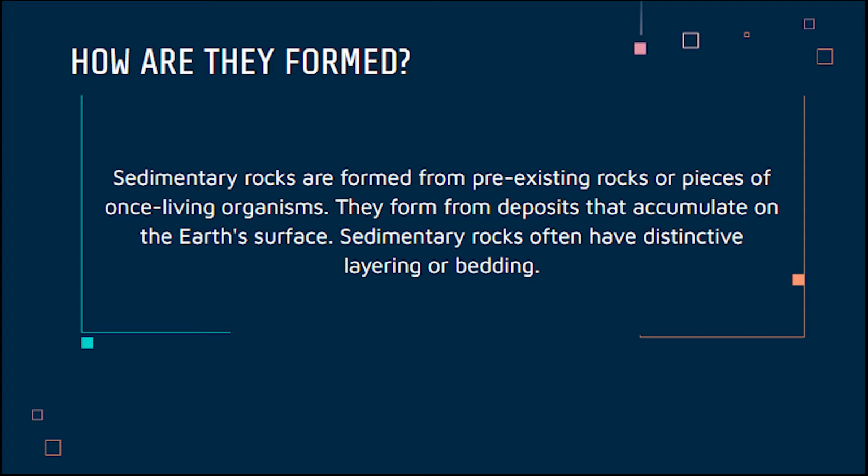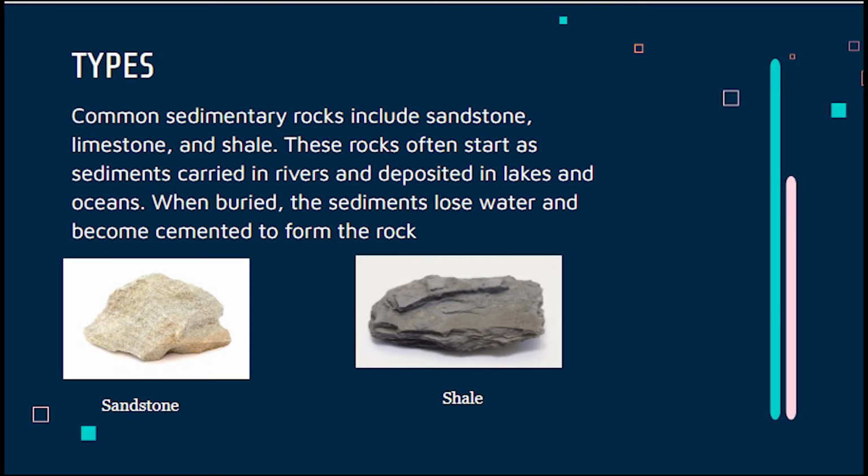Now, what about some types of sedimentary rock? There isn't just one rock called sedimentary. We have different types. It says common sedimentary rocks include sandstone, limestone, and shale. These rocks often start as sediments carried in rivers and deposited in lakes and oceans. Same accumulation and deposition that we spoke about earlier. When they are buried, the sediments lose water and become cemented to form the rock. So the cementation, similar to that of cement, it just hardens and it forms this rock.